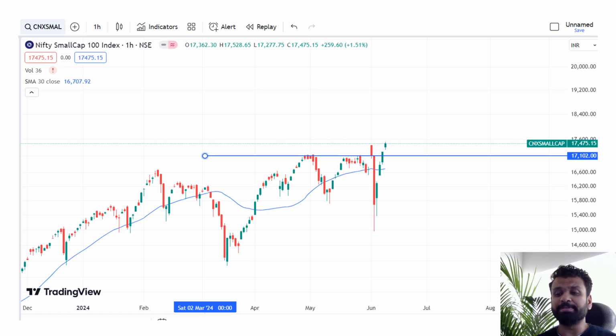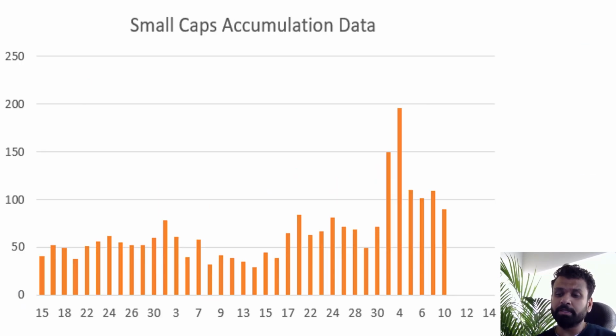Now coming to the small cap analysis. The small caps actually hit an all-time high today, and it even has the best closing out of all the indices. It closed very close to its day high. So almost a 1.5% rally we saw in the small caps. And let's look at the data. The data is cooling off in the small caps.